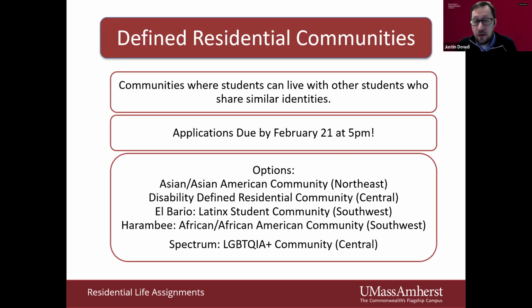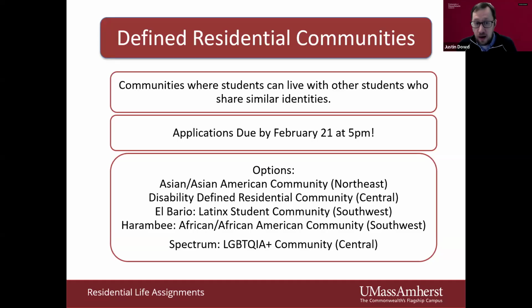Something else for students to consider is defined residential communities. These are typically identity-based communities where students have similar goals or similar ideals that they are looking for in their peers that they are living on campus with. So I've listed the options here. There's the Asian American community. There's a disability defined residential community. El Barrio is our Latinx community. Harambe is our African heritage community, and then Spectrum is our LGBTQIA plus community as well. All of those options are available for incoming new transfer students to apply for in the fall.